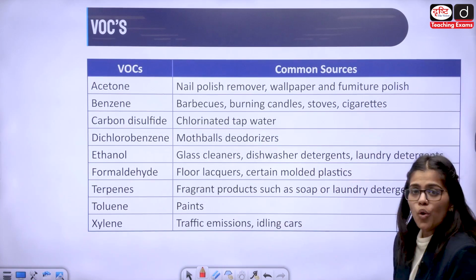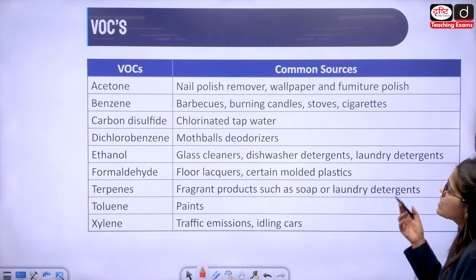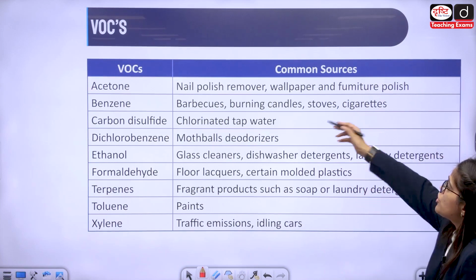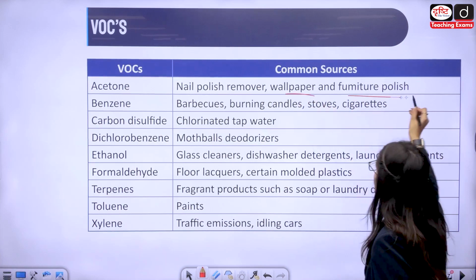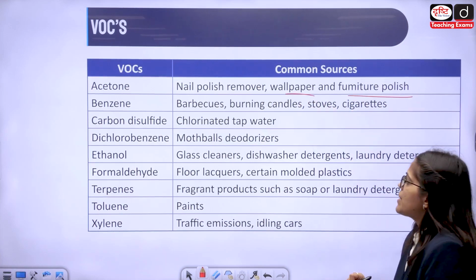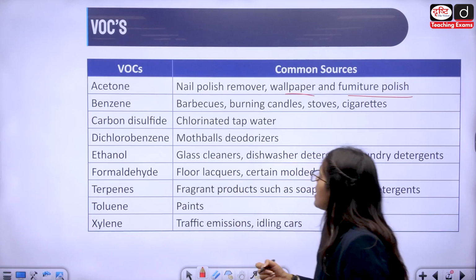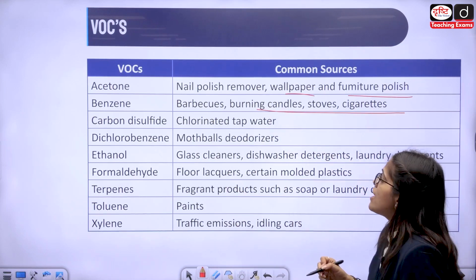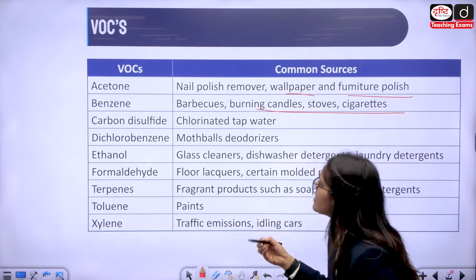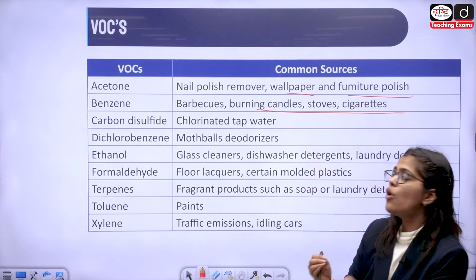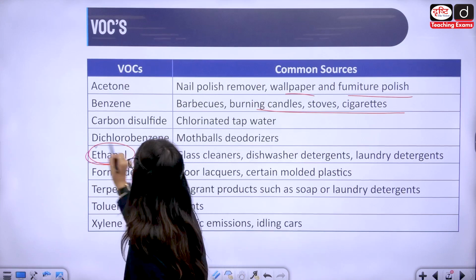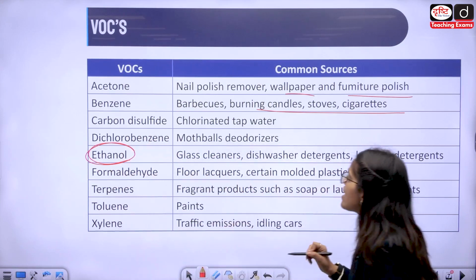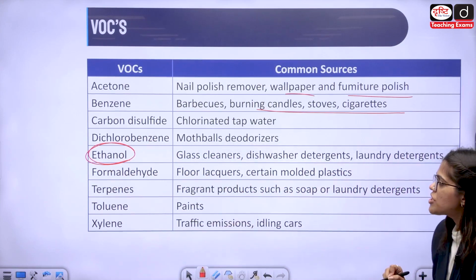So we have acetone. Acetone is there in nail polish remover, and you see it in wallpapers or the furniture polishes that we have. Then we have benzene. It's there when there is burning of candles, stoves or cigarettes. You have carbon disulfide. You have ethanol. Ethanol is a good example, also asked in the paper. It is there in glass cleaners, dishwashers, etc.